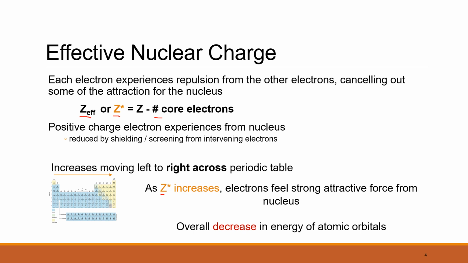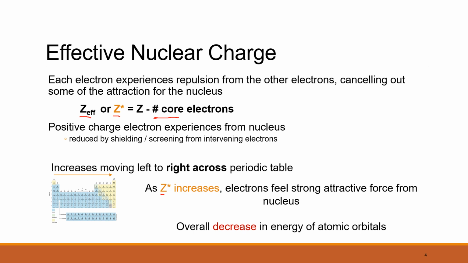Well, the higher the Z asterisk is, that means the fewer core electrons there are, because remember, we're subtracting out the core electrons. So the fewer core electrons there are, the fewer electrons are blocking our electron from feeling that positive charge of the nucleus.